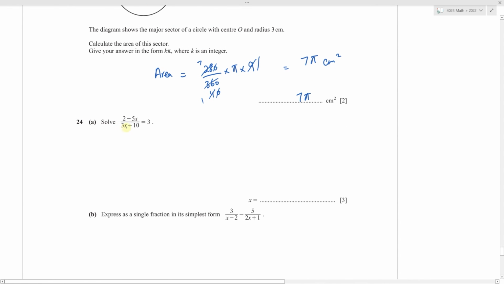Question 24, part A, you have to solve this. So let's take this denominator to the other side. 3 times 3 is 9x, plus 3 times 10 is 30. Bring all the x terms to one side. This will be minus 9x. Take this 2 to the other side. 30 minus 2. Minus 14x equals 28. And x will be equal to minus 2.